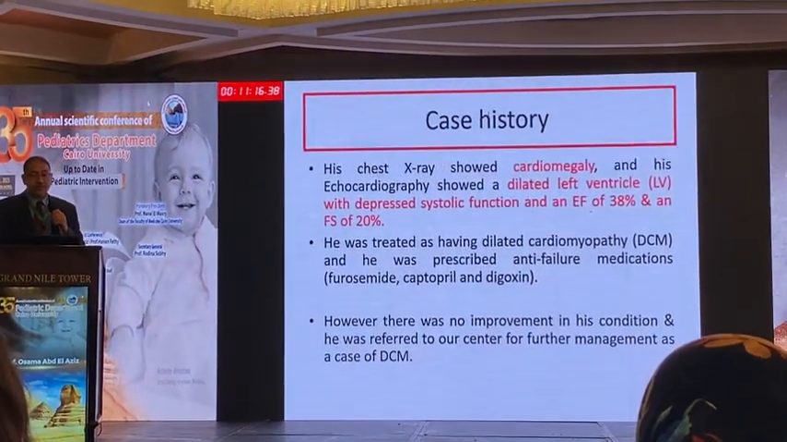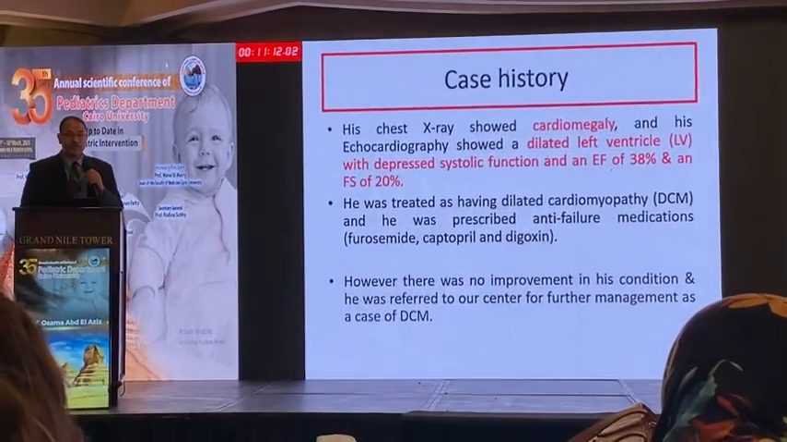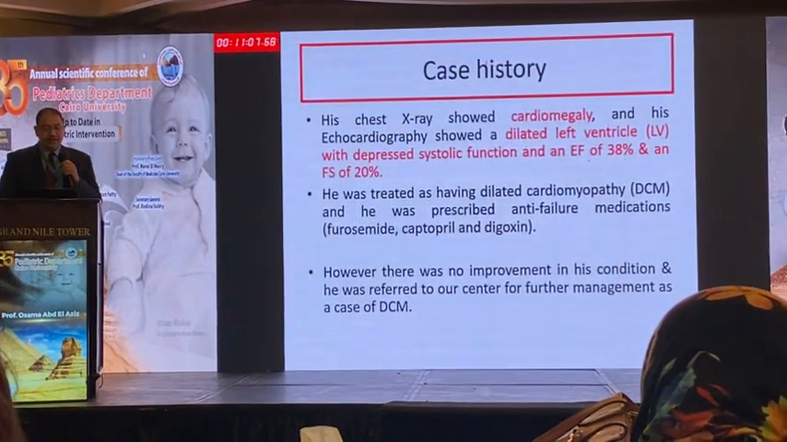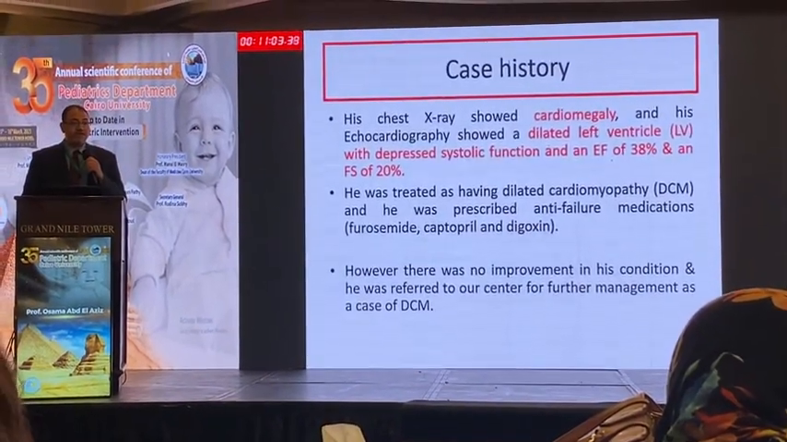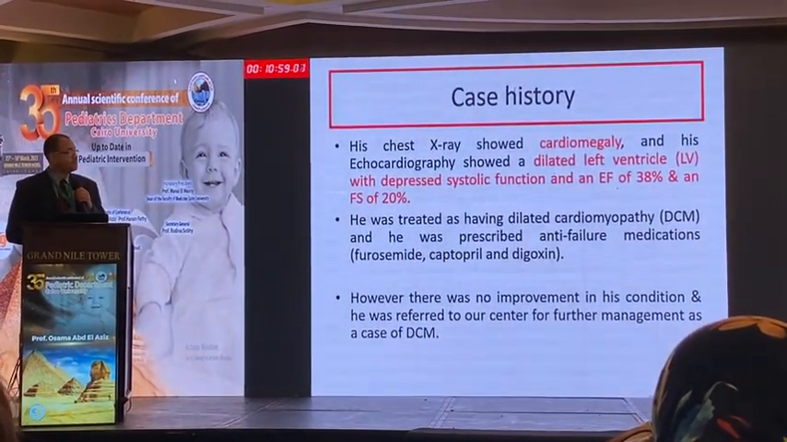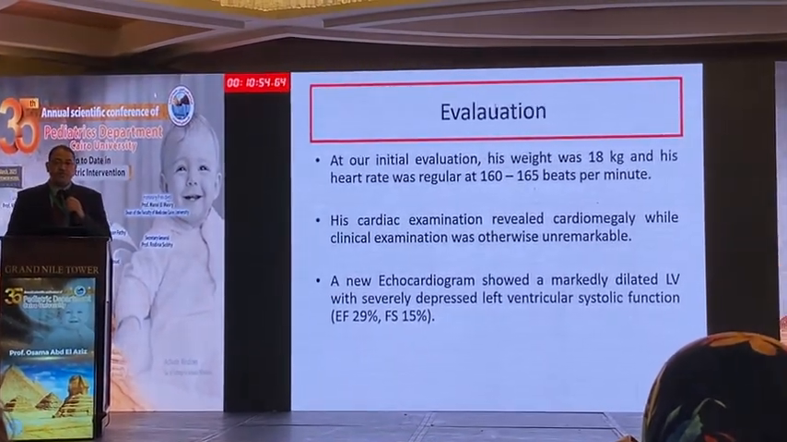Chest X-ray showed cardiomegaly and echocardiography revealed dilated cardiomyopathy with a fractional shortening of 20%. Actually, this patient was treated at the outside institution as idiopathic dilated cardiomyopathy with anti-failure medications, and then referred to our institution for further management.